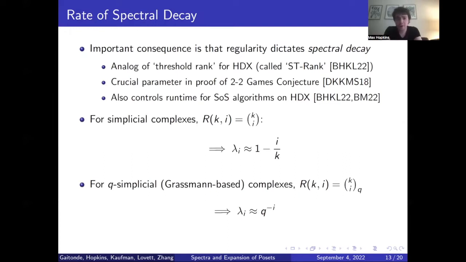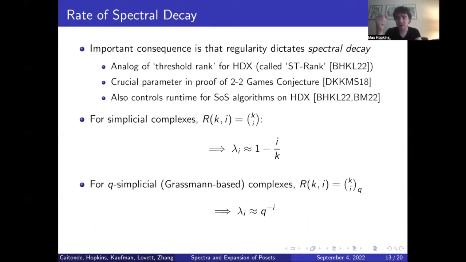And okay, a little more concretely, what does this look like on some basic examples? Well, for simplicial complexes, we already said that this regularity parameter, r_k^i, is k choose i, and you can compute that the spectral decay looks about like 1 minus i over k. So you look at the ith strip, you get eigenvalue about 1 minus i over k. So this is basically linear decay across levels of the complex. And the relevant thing to notice is that if you want to get to some constant eigenvalue, you have to walk linearly many levels in the complex.